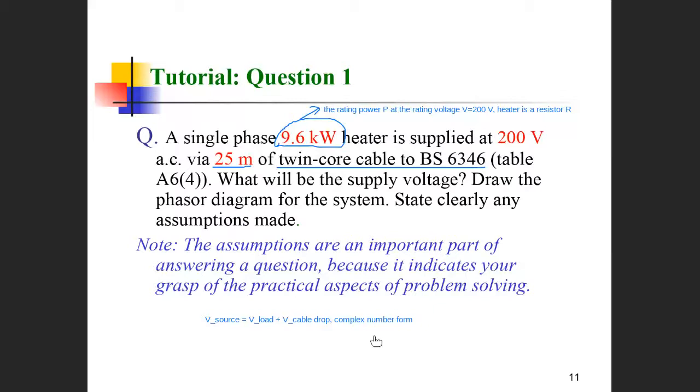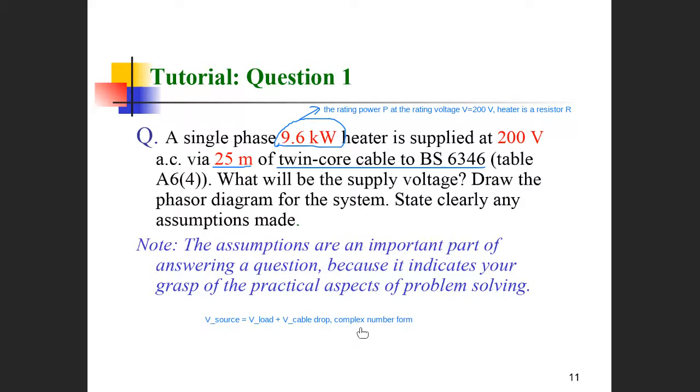Pay attention to that. In a DC circuit, it's just a simple scalar calculation. But in an AC circuit, pay attention that V source, V load, and V cable drop are all complex numbers. That means they are not in the same phase angle. They have angle differences between them. This is the explanation of the question itself.